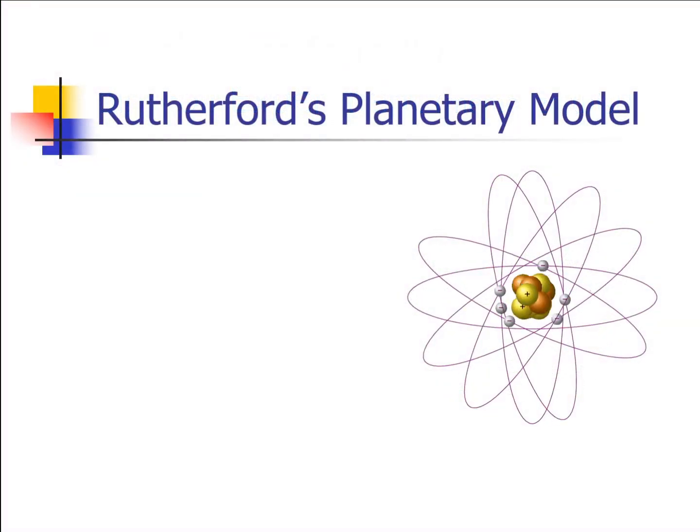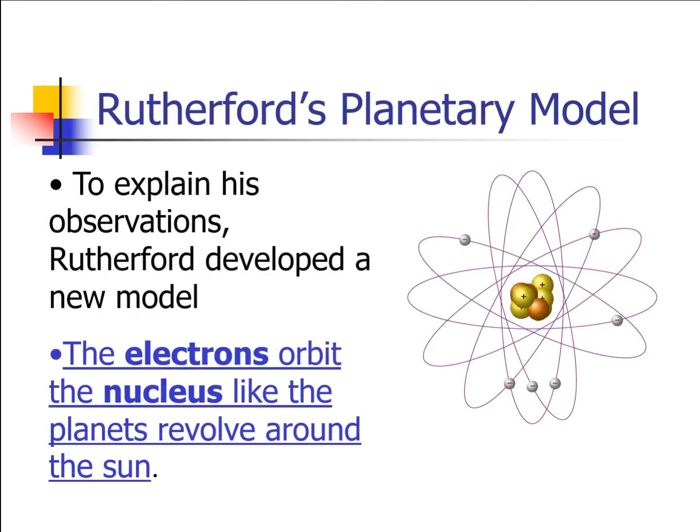Rutherford's planetary model. To explain his observation, Rutherford developed a new model. The electrons orbit the nucleus like the planets revolve around the sun.